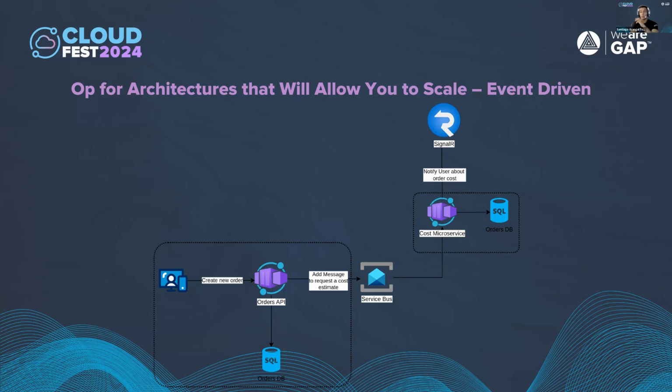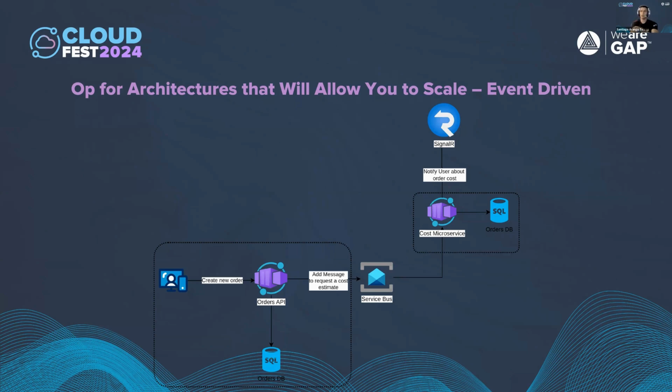The orders API can actually send a message to a Service Bus in this case. This is one of the other Azure services that is available for queuing. You send messages and another consumer can take those messages and process them. You could have another service in the middle that is consuming these messages. In this example, we set up a cost service that consumes those messages, and it is going to write into the same database.